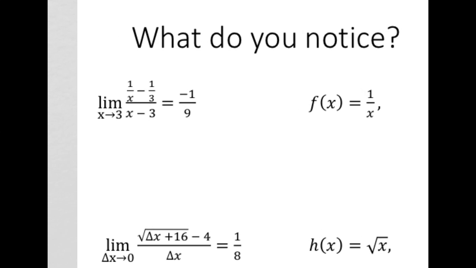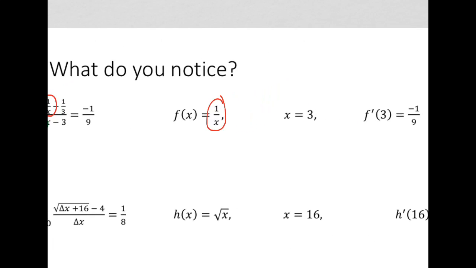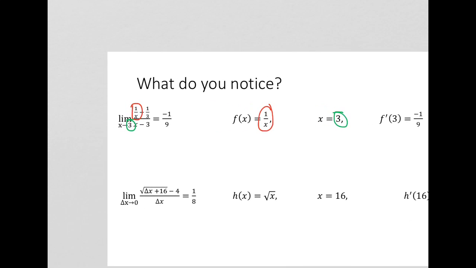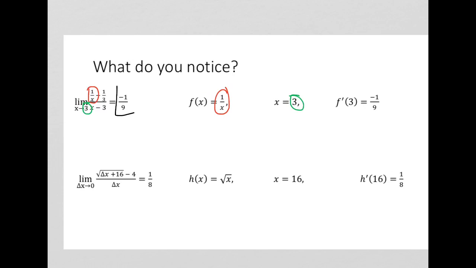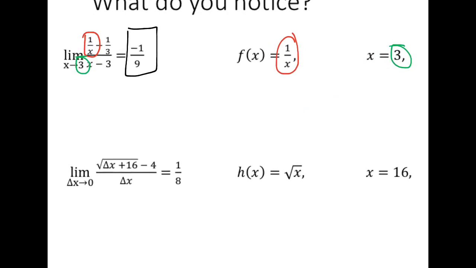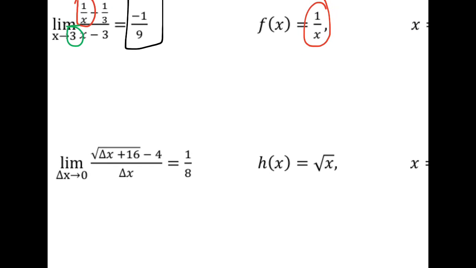So what I want you to notice is this. Notice in the limit problem, the first term was 1 over x. And when we took the derivative, we were taking the derivative of the function 1 over x. Notice that the limit was as x was approaching 3, right there, and we were taking the derivative at the x value of 3. And when we did those two things, we ended up with the same answer. Same exact thing when it was written in the delta x form. Except it looks a little bit different.